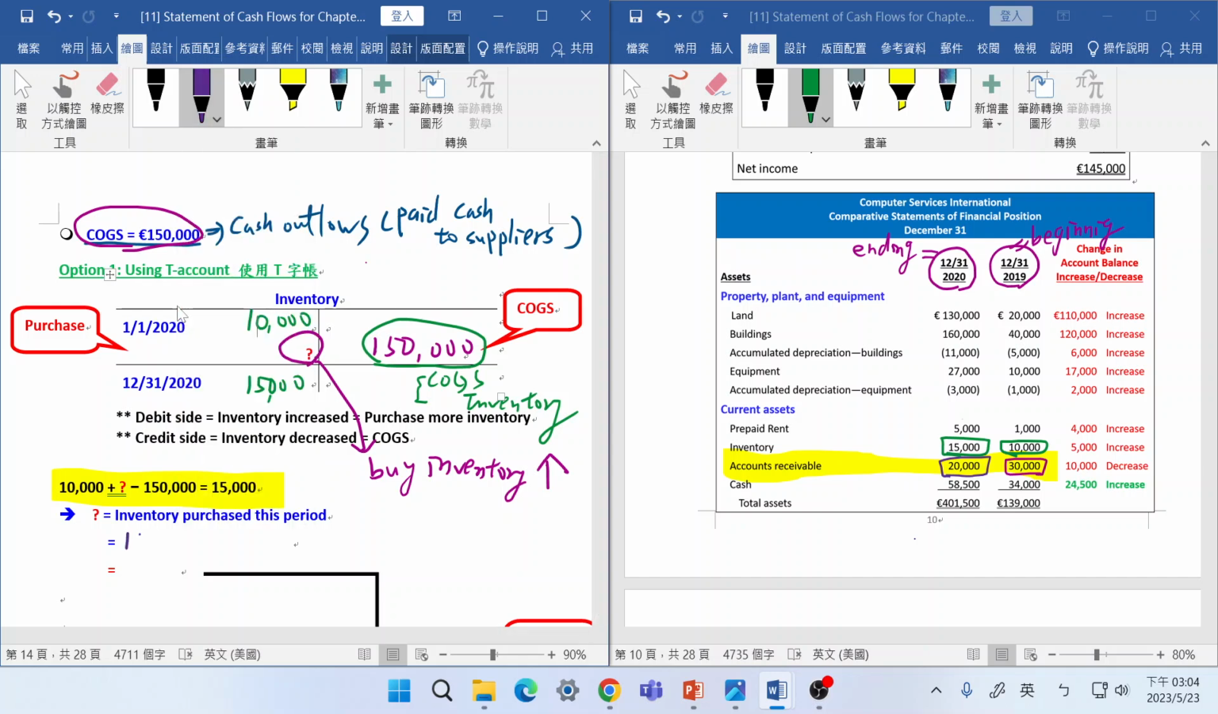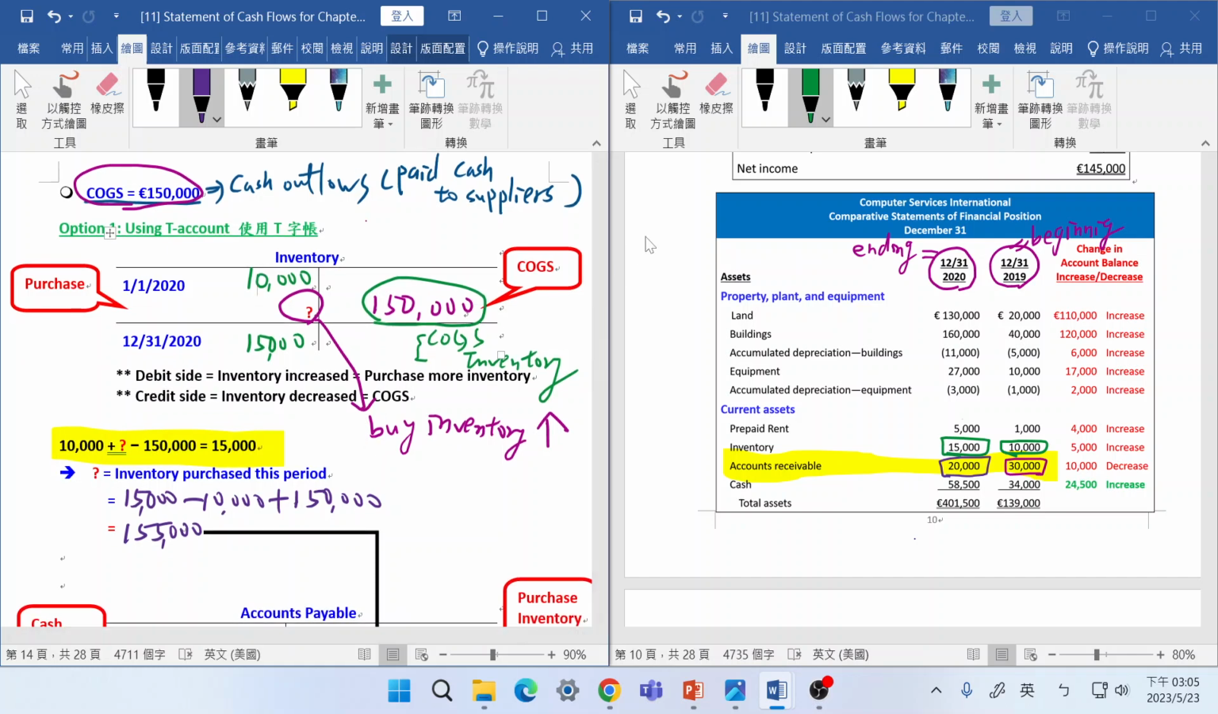It should be $15,000 minus $10,000 plus $150,000. So what's the number I got? $155,000. Okay.